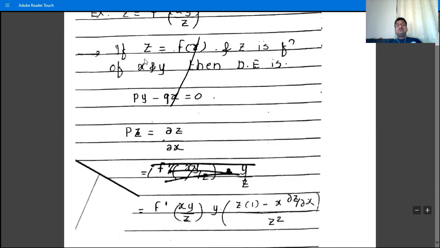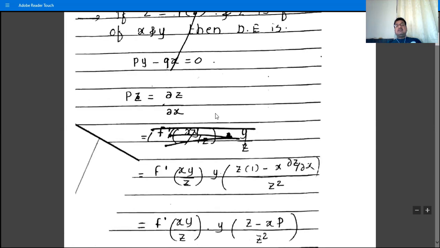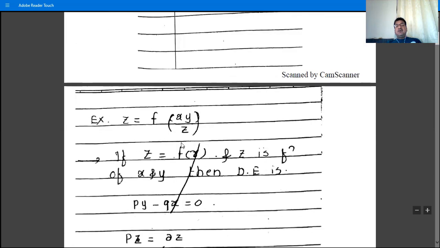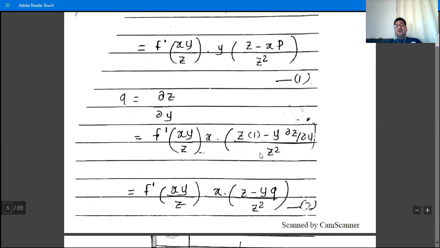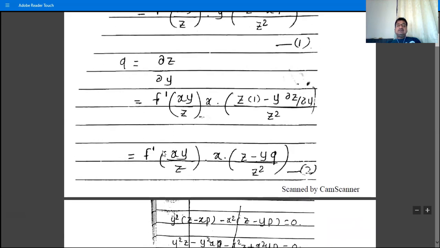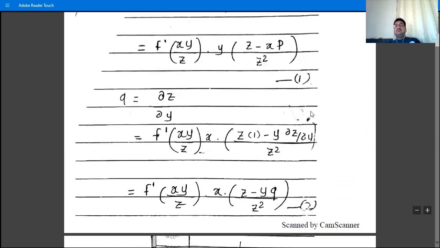Similarly, differentiate with respect to y, we have ∂z/∂y, that is q, is equal to f dash of xy by z times x in bracket derivative of y by z with respect to y, which is z into 1 minus y ∂z/∂y divided by z square by the u by v rule, and this is f dash of xy by z into x in bracket z minus yq divided by z square, equation number 2.